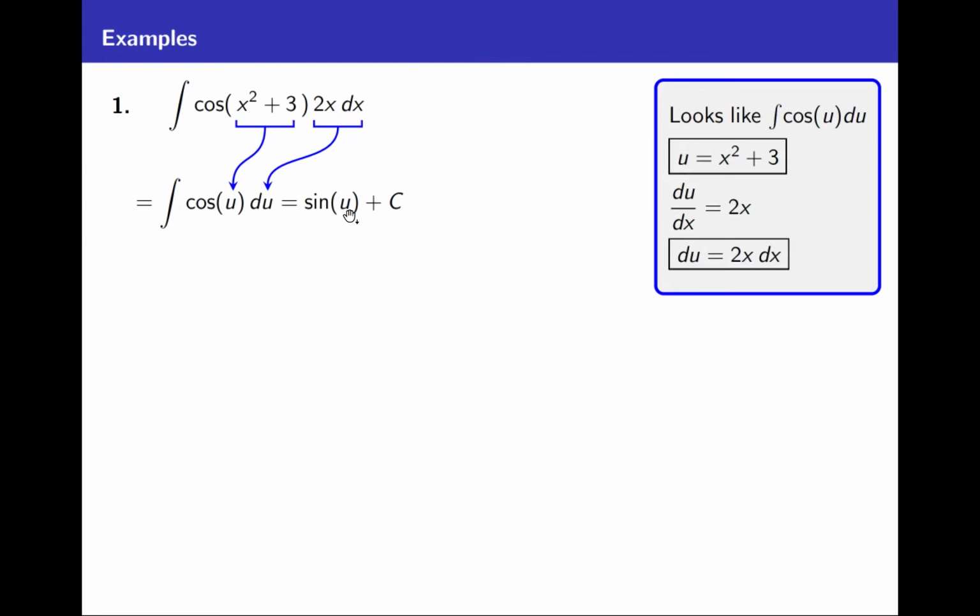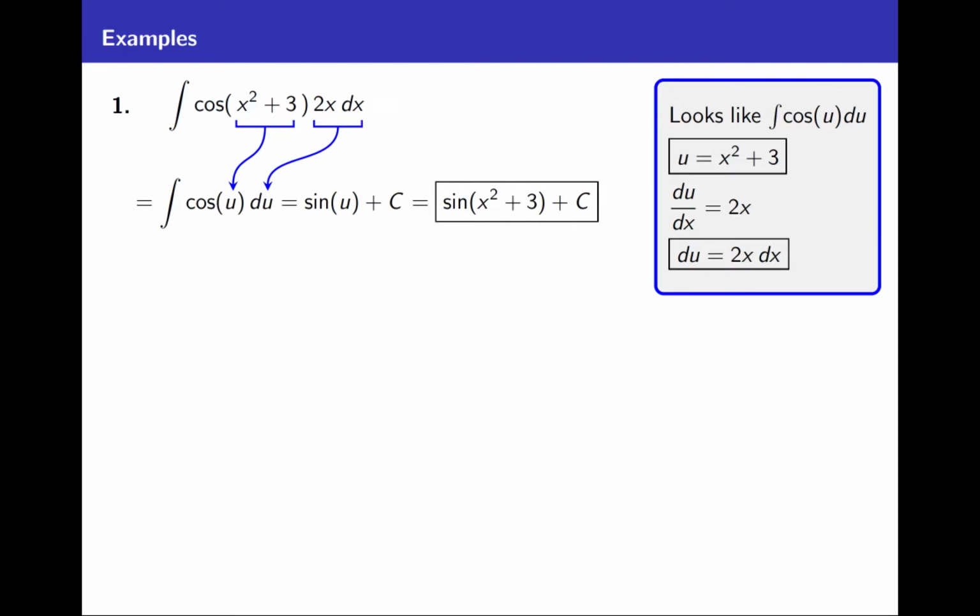And we're almost done. Originally we had x's in our integrand, so we need x's here in our answer. But of course u is equal to x squared plus 3, so you just replace that u with the x squared plus 3, and there's our answer, sine of x squared plus 3 plus c. And we got it using substitution, converting a complicated integral to a simple one and working it out.